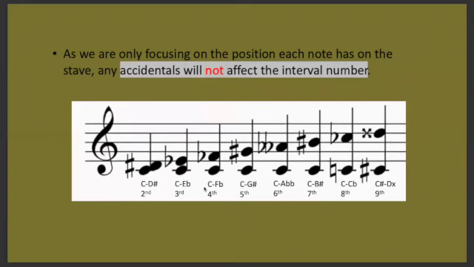For interval distance, as we are only focusing on the position each note has on the stave, any accidentals will not affect this interval number. So if you look at this picture below, I have various accidentals written in to make it look very complicated. But when we are calculating the actual interval number, we don't have to take into account any of these accidentals. So in our minds, we can just get rid of them. So as you can see, a C to a D is still a second, despite the accidental of the D sharp, etc.